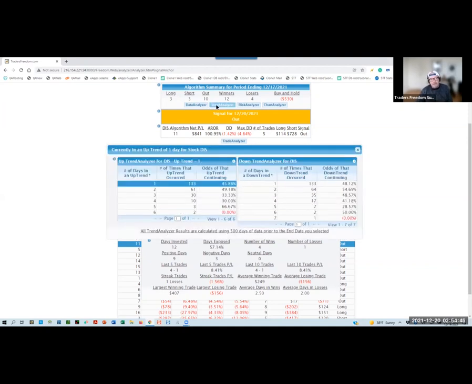And the trend analyzer says it's in a 1-day uptrend, but the signal's telling you just stay out. As far as the odds of that uptrend continuing, it's about 45% that it's going to keep going up. And the next day it's 49%. And the next day it's 33%. The law of diminishing returns: day 2, 3, 4, 5, it doesn't seem to have really strong uptrends. But again, we've just got a 1-day trend here.